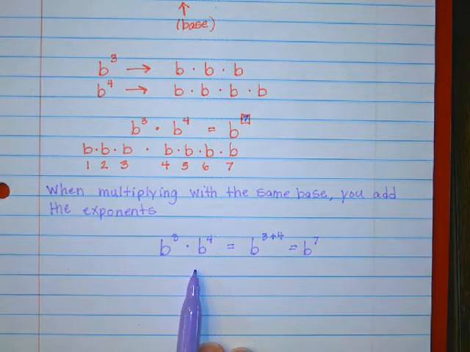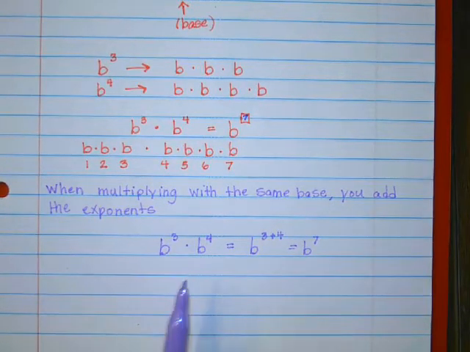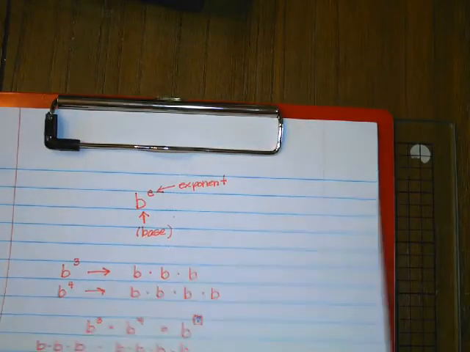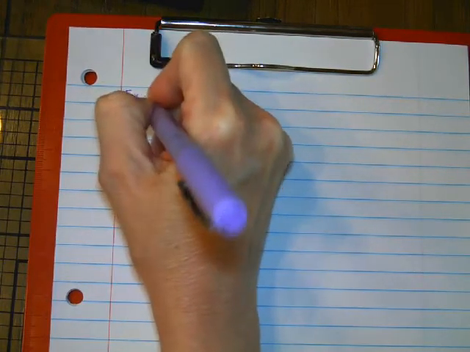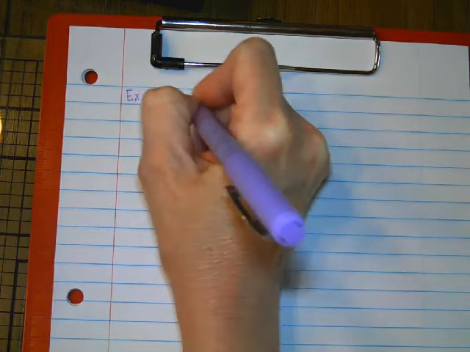So we're going to move over to page 426. I'm going to bring this down out of the way and switch out our paper real fast. All right, here we go. We're going to go to page 426 and do example 1. Example 1 is multiplying powers.